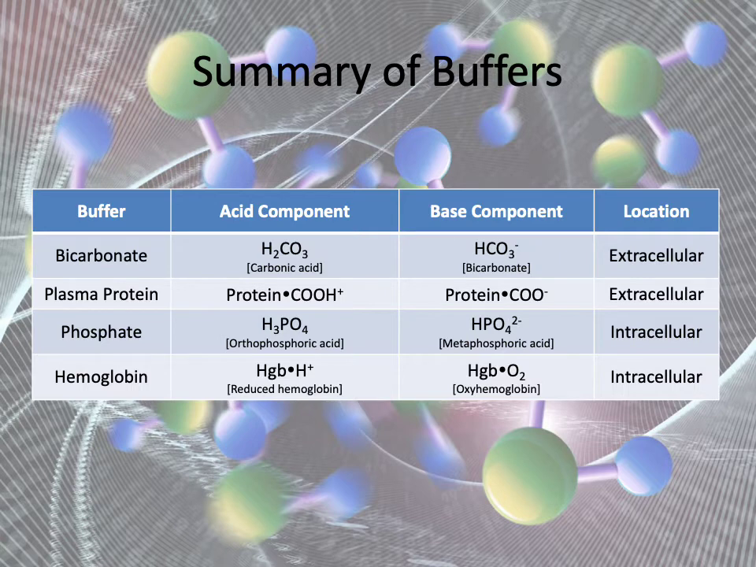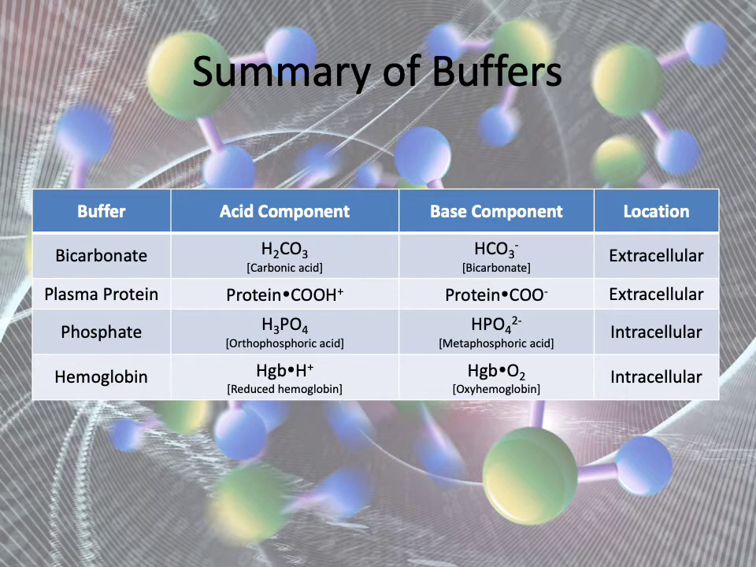For plasma proteins, the acid component is the protein with a reduced carboxylic acid group. The base component would be the partially dissociated carboxylic acid group, and again, it's plasma proteins, not all the proteins. So of course, this is extracellular fluids.